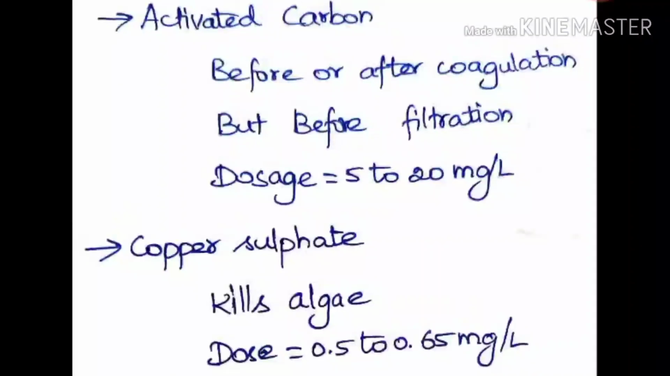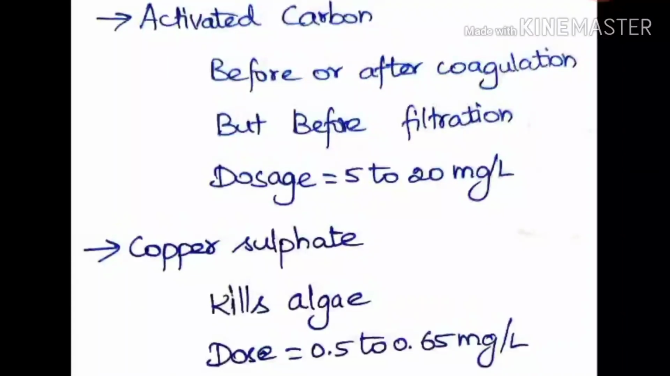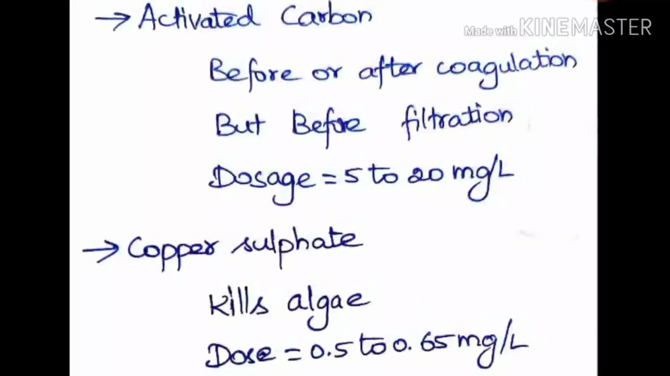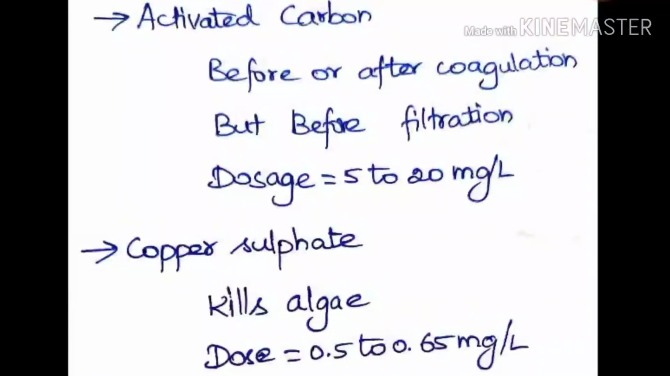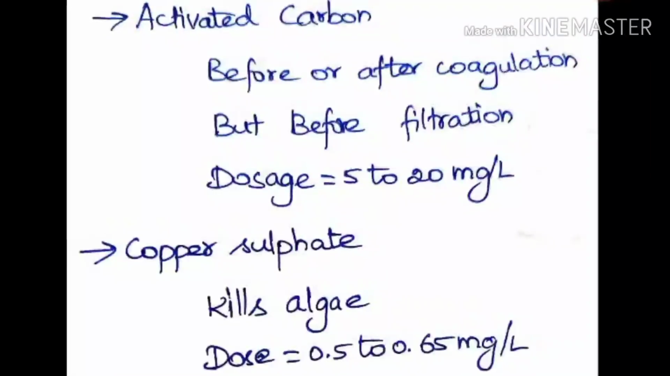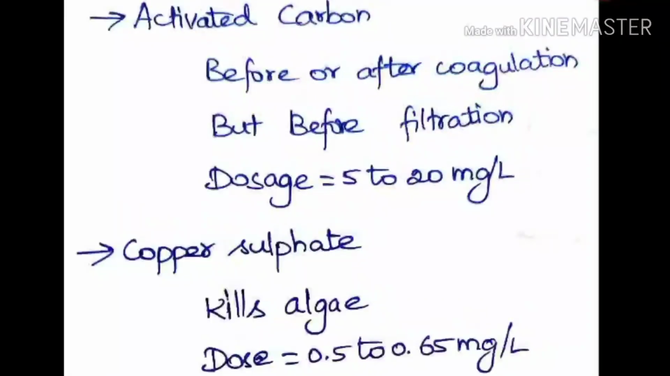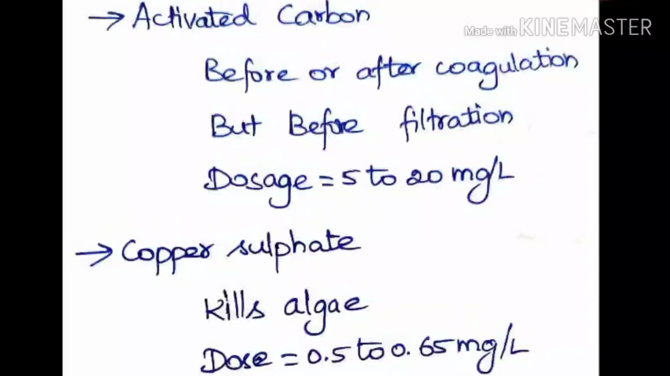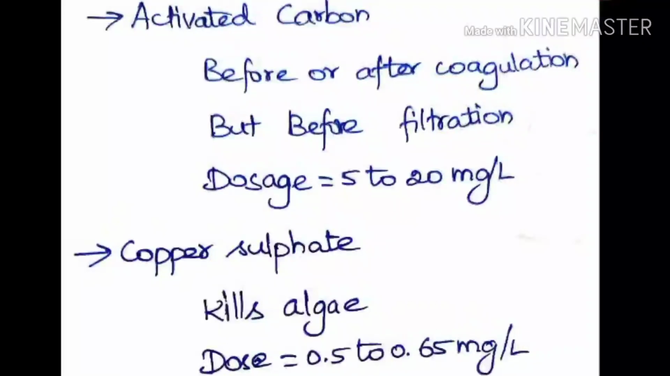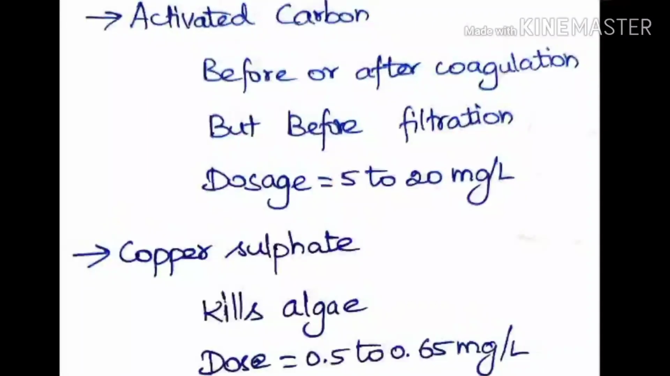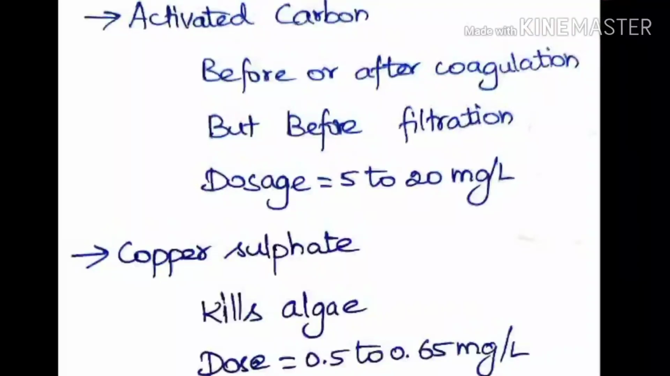So the dosage of activated carbon is nearly 5 to 20 milligram per liter, and this is a very efficient method for the treatment of drinking water. And the another one is copper sulfate. So the copper sulfate is mainly used if algae is present more in the water. So it kills the algae efficiently, and the dosage is nearly 0.5 to 0.65 milligram per liter.